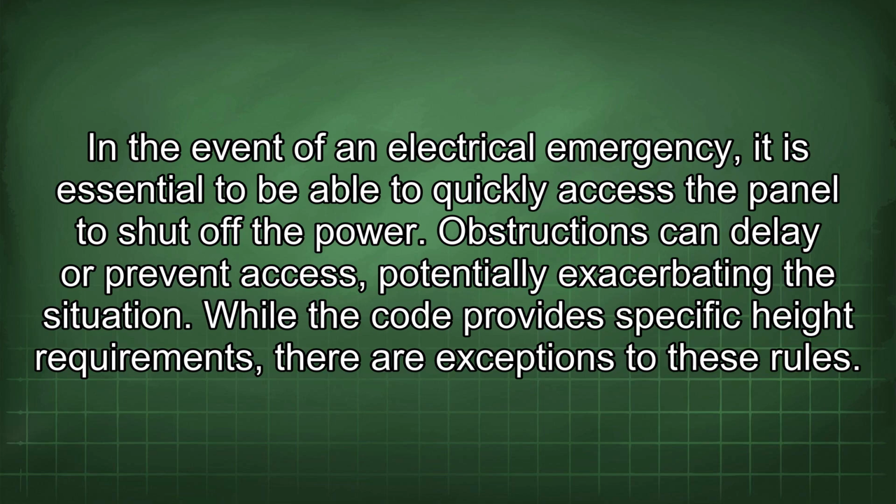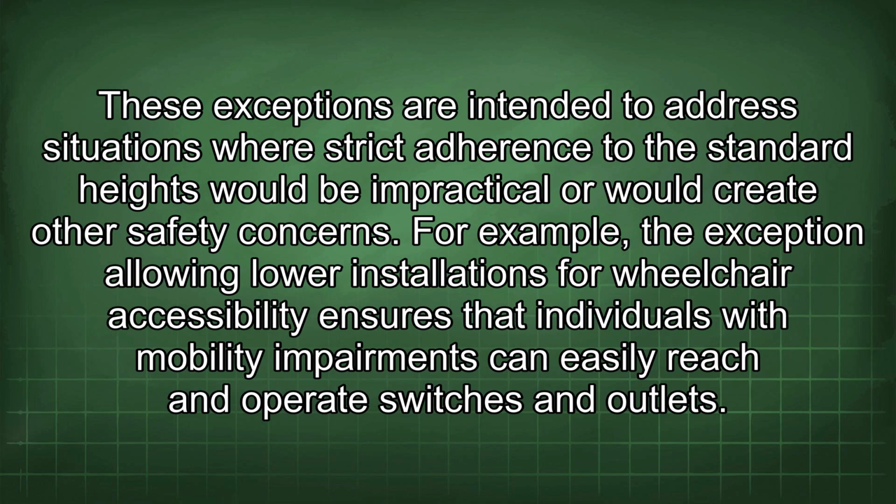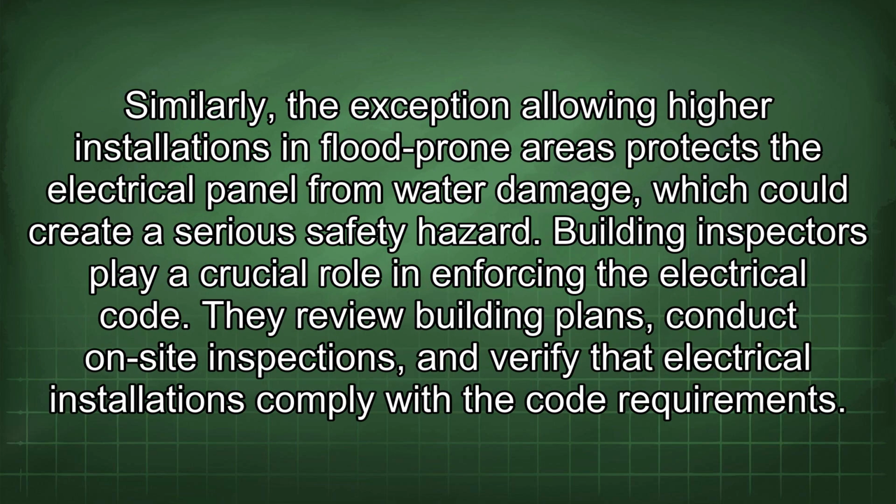While the code provides specific height requirements, there are exceptions to these rules. These exceptions are intended to address situations where strict adherence to the standard heights would be impractical or would create other safety concerns. For example, the exception allowing lower installations for wheelchair accessibility ensures that individuals with mobility impairments can easily reach and operate switches and outlets. Similarly, the exception allowing higher installations in flood-prone areas protects the electrical panel from water damage, which could create a serious safety hazard.